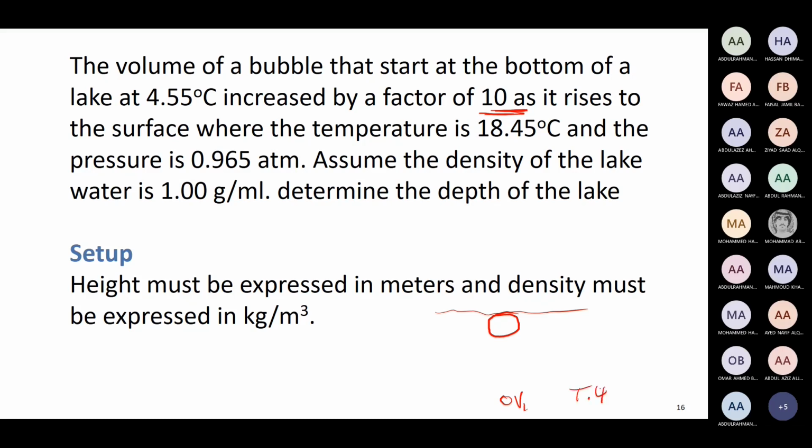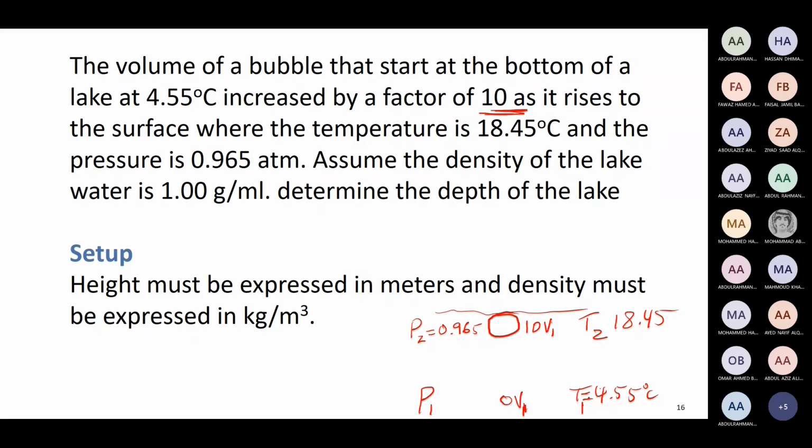The volume of a bubble that starts at the bottom of the lake, the temperature was 4.55 degrees C, and the volume increased 10 times. So if this is V1, the volume here is what? 10 V1. And at the surface, the temperature here was 18.45, T2, and this is T1. Also, the pressure here, P2, is equal to 0.965. So we want to calculate P1 here. That's all I wanted to calculate now.